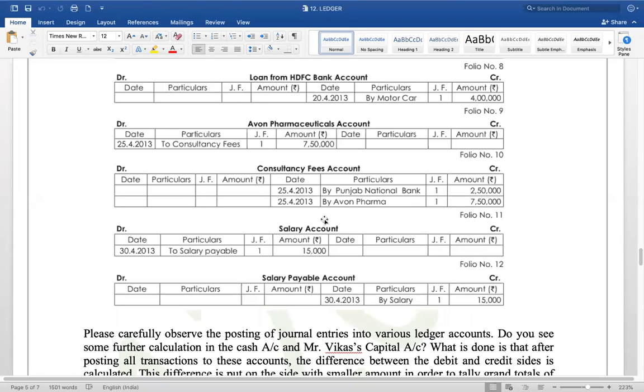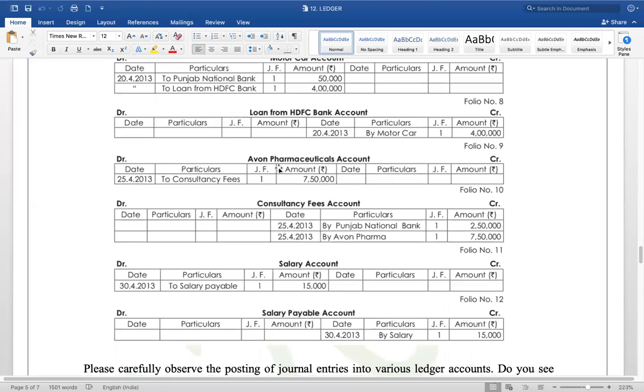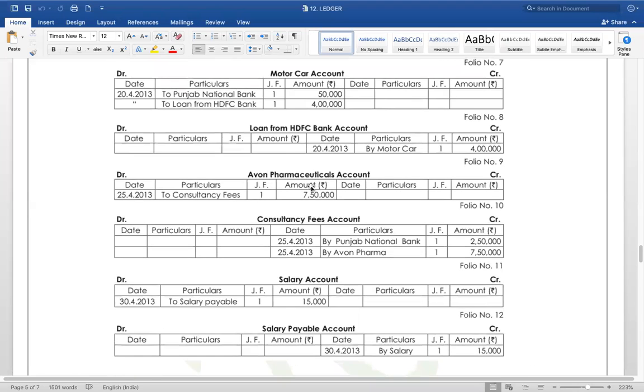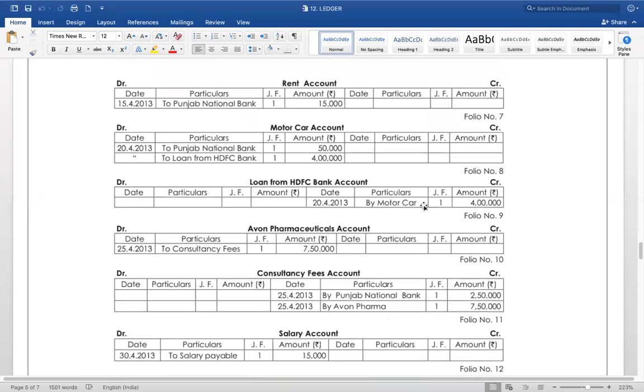Salary is an expense. Consultancy fee is an income. Now, A1 Pharmaceutical Company account. What is this? This is a person to whom we have rendered service. He's our client, our customer, from whom we have to receive the money. What is that? Receivable, 7,50,000.